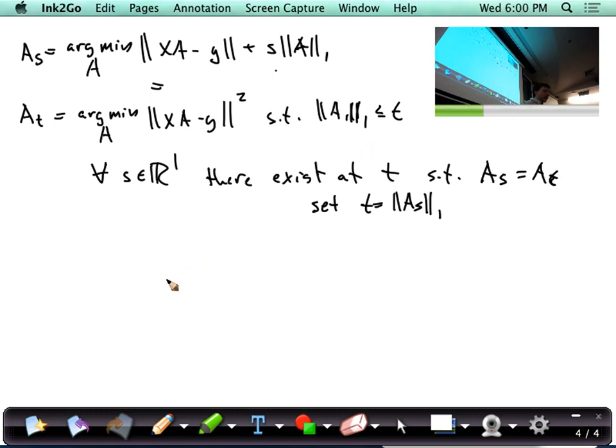Okay, so at this point, it's helpful to draw a picture of what's going on here. So let's see if I can draw this well. So we'll draw this picture in two. Well, so this will be the three-dimensional problem. But I'm going to draw.